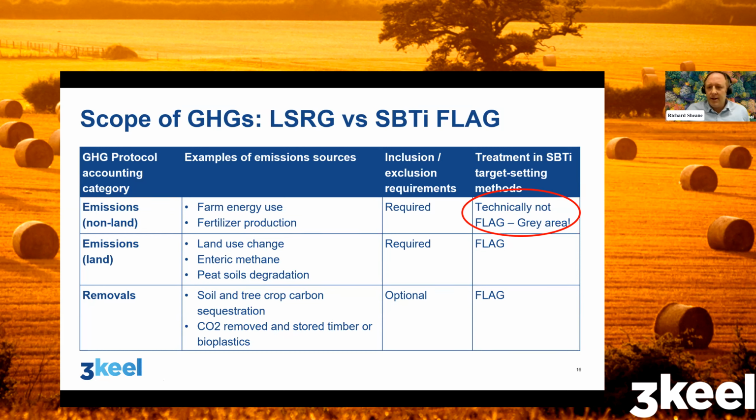So for the sector approach, this is really recommended at the moment in version 1 of the FLAG guidance for what they call demand side businesses. So if you're a food manufacturer, if you're a retailer, you don't actually have farming in your production, then you should be using this across your FLAG inventory for target setting.